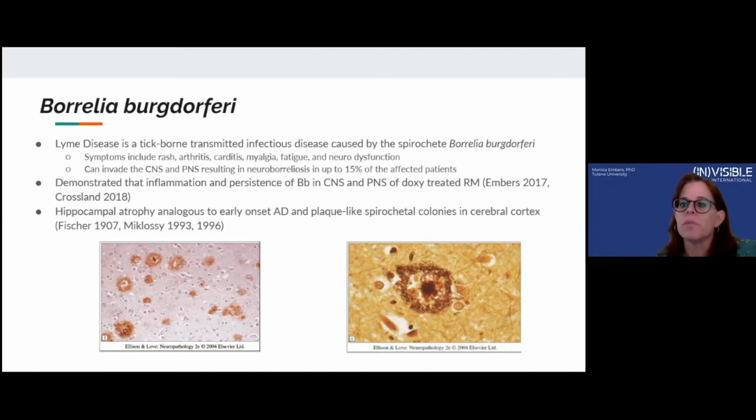Lyme neuroborreliosis can occur in up to 15% of patients with Lyme disease, and this can affect both the central nervous system and the peripheral nervous system. The disease of the nervous system can become chronic and debilitating. We've shown in non-human primates that morphologically intact spirochetes can persist following doxycycline treatment.